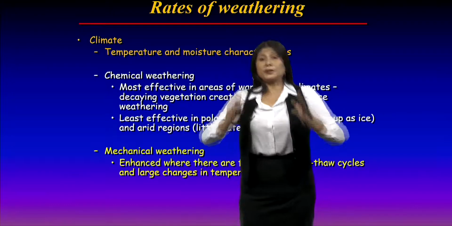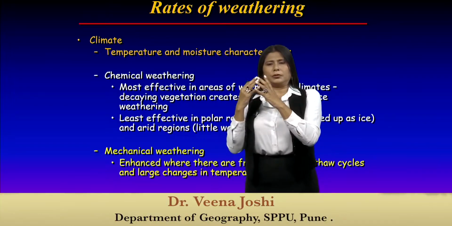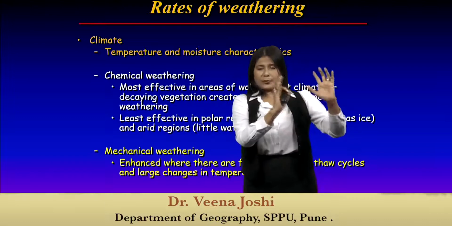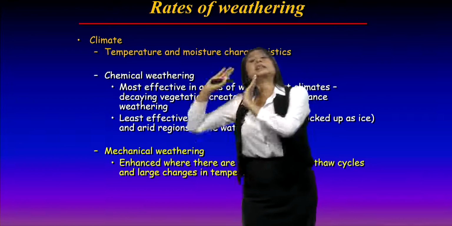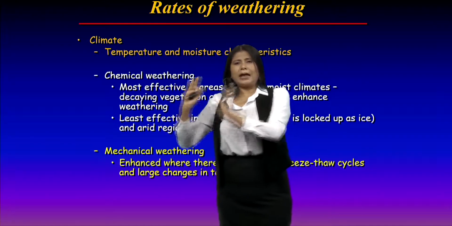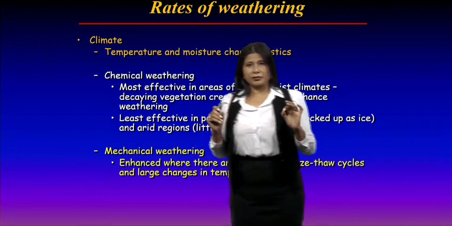So we have come to the last part. I will briefly tell you. We have already seen there are two types of weathering. One is physical weathering or mechanical weathering. The other one is chemical weathering. And climate and temperature, they are the determining factor.